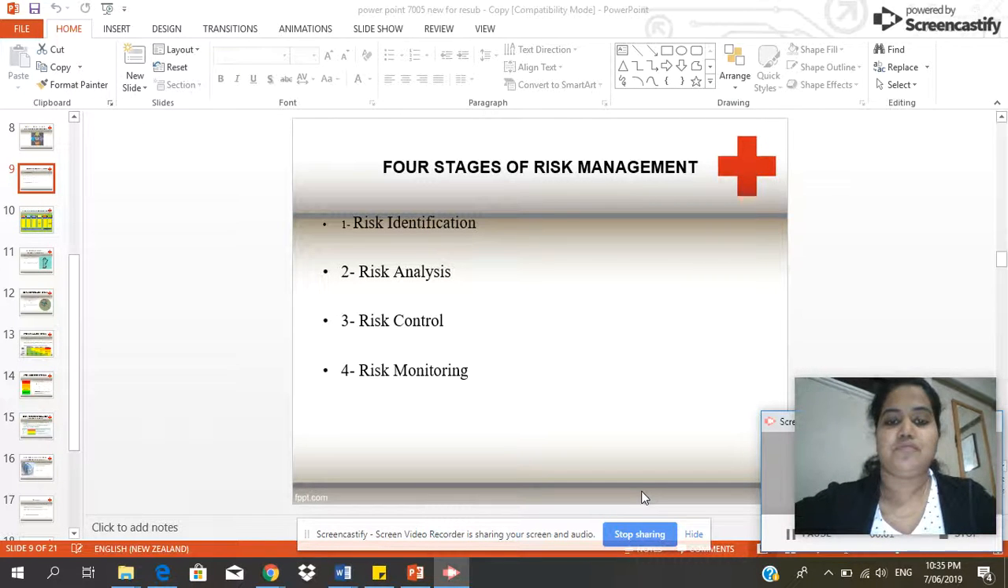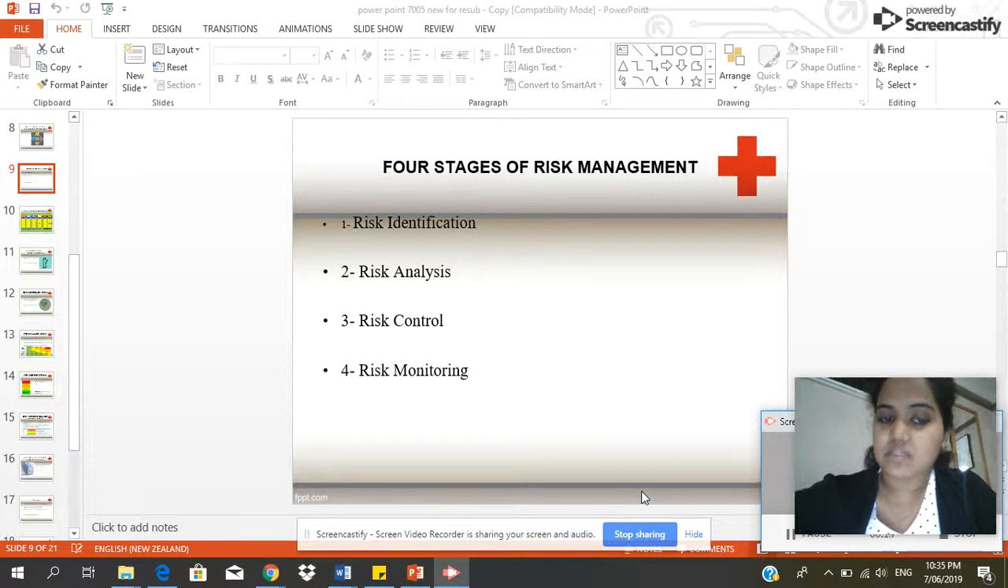Then these are the four stages of risk management. First one is risk identification. Second one is risk analysis. Third one is risk control, and fourth is risk monitoring. So the first one is risk identification.